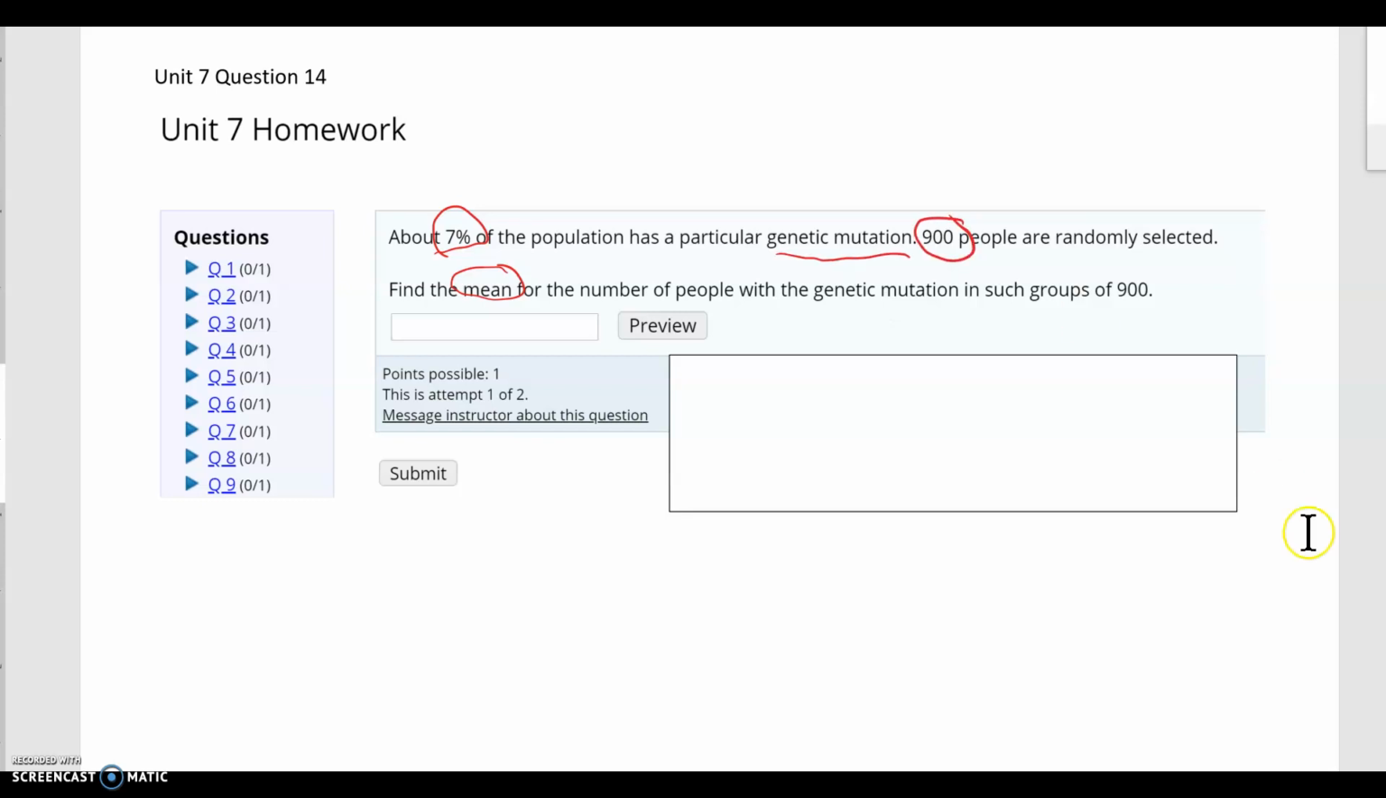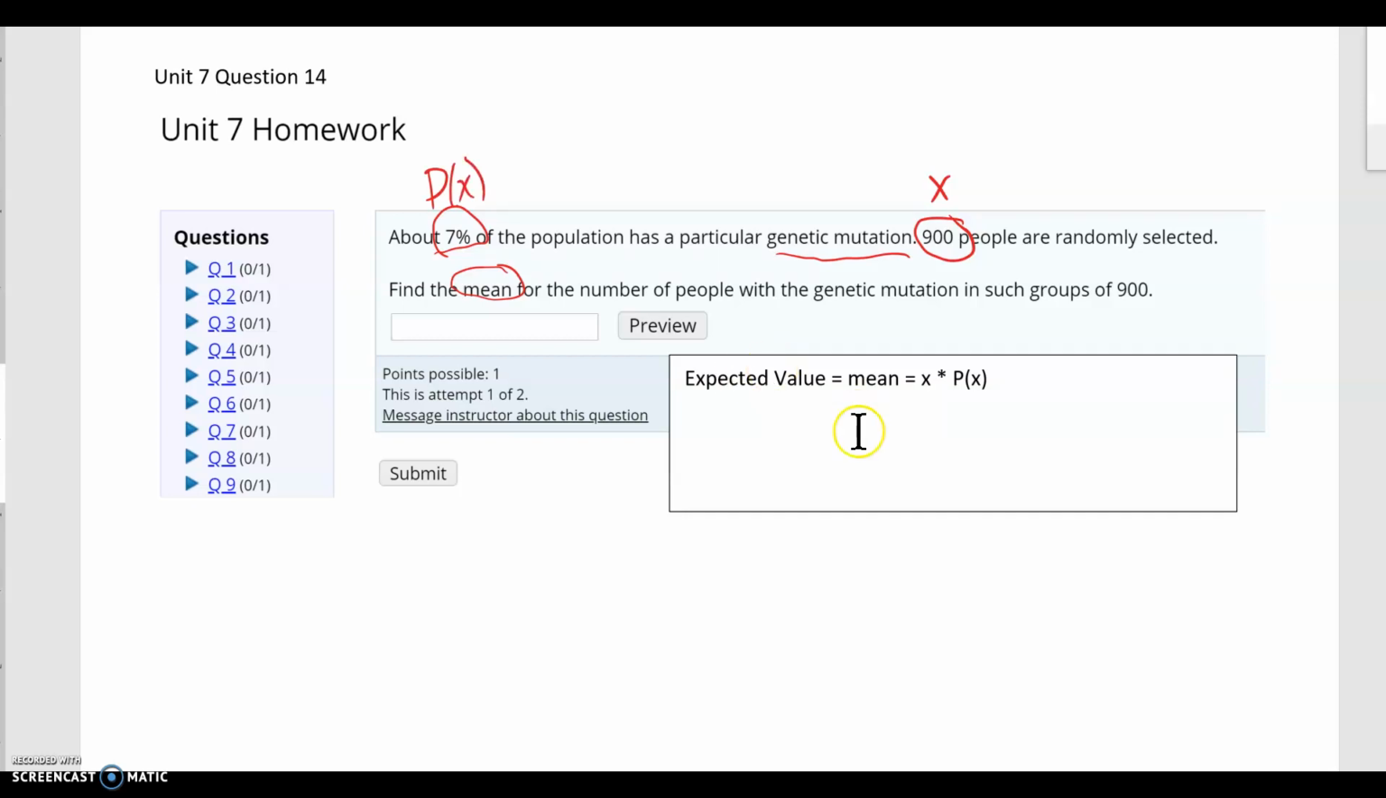Okay, so first of all, let's write down this formula. So we're going to call this the expected value, which is equal to the mean, which is equal to x times the probability of that x occurring. So in this case, we know that x is going to be my 900, and the probability of it occurring is going to be 7%. So this is my probability of x.